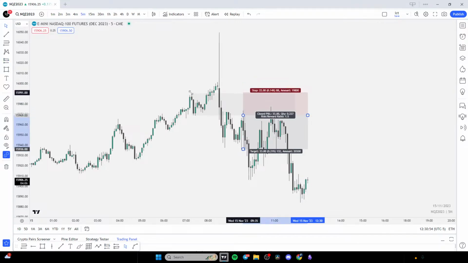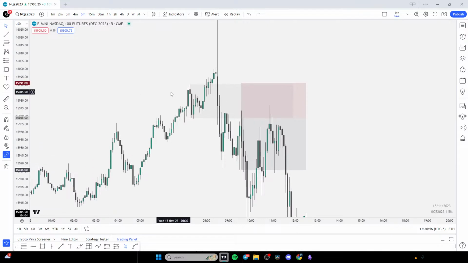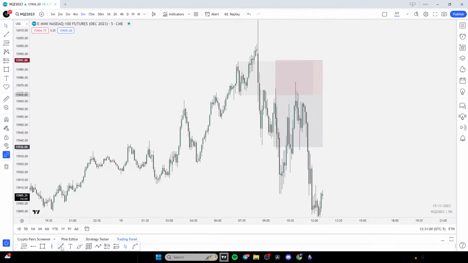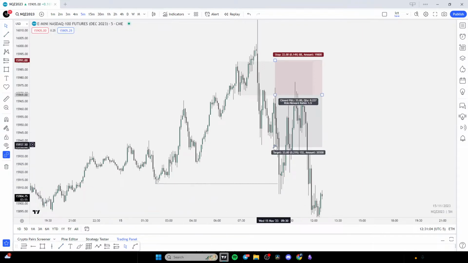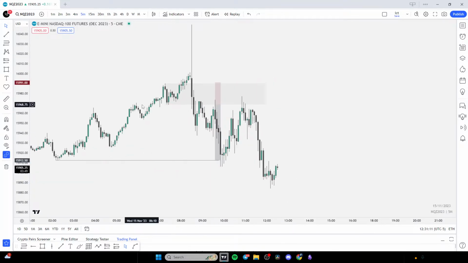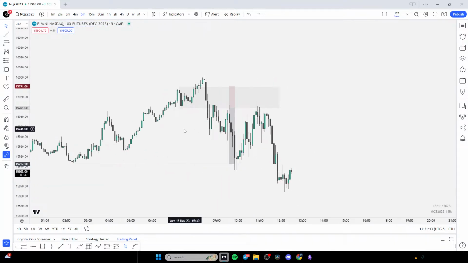I had my stop above the breaker's bodies. And then I aimed for either this low or that low there. I think I took partials at this low and then aimed for this one. But look how quickly we reacted off the breaker at 9:30, after 8:30 gave us the manipulation, and then we ran the lows down here.